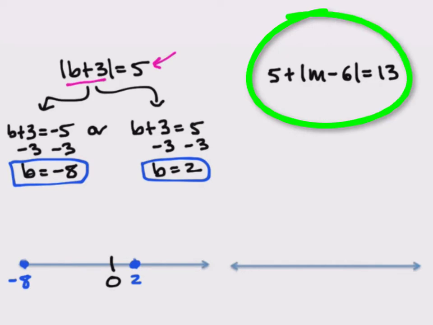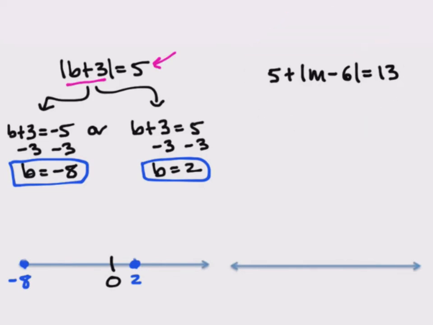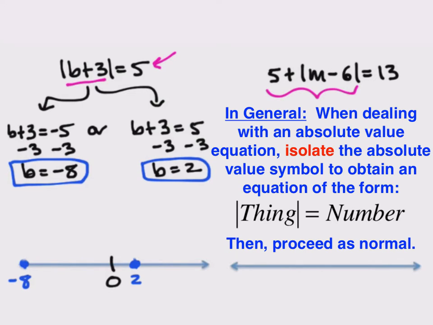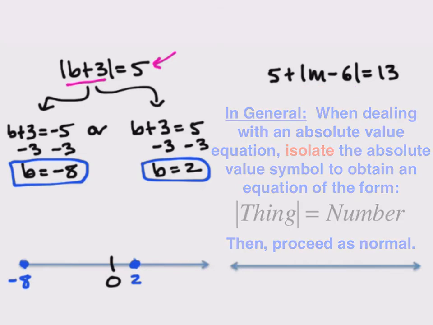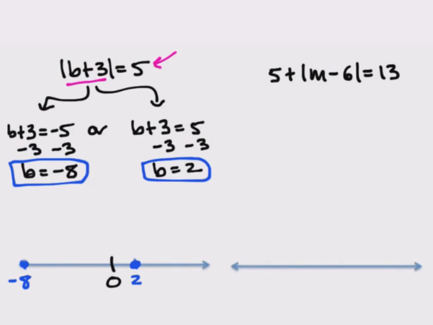Now this doesn't look like anything we've seen before because it's not just the absolute value of something equals a number. We've got multiple things going on over here. Well, that's no problem at all. In general, we're going to want to isolate that absolute value so that we may split up the equation into two like we did before and proceed. So the first thing I would do here is subtract 5 to isolate this absolute value. So we end up with the absolute value of m minus 6 has to equal 8.